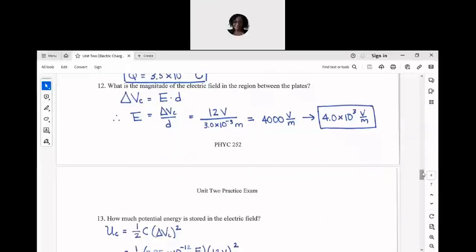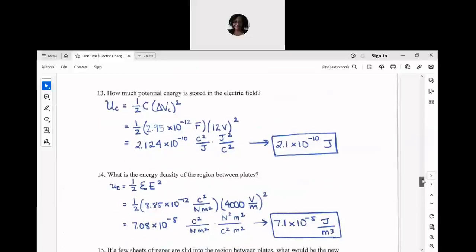Now the magnitude of the electric field in the region between the plates, that's just going to be equal to the ratio of delta V between the plates of the capacitor and the separation, which was given. So this number 12 is also something I could have calculated before I knew anything about Q, or even before I knew anything about the capacitance value. This is 4,000 volts per meter, so 4.0 times 10 to the positive 3 volts per meter to the appropriate number of sig figs.